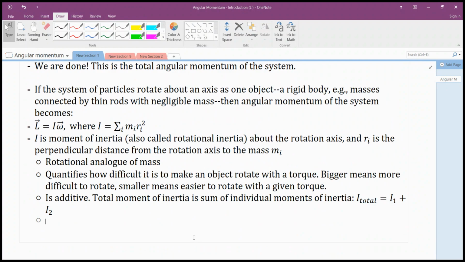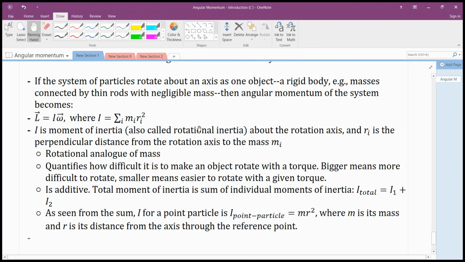So if you want the total moment of inertia of an object, just add up the individual moments of inertia of each part of the object, and then you will have the total moment of inertia for the object. And then, as seen from the definition that we derived earlier, the moment of inertia for a single point particle is mr squared, where m is its mass and r is its perpendicular distance from the axis of rotation.